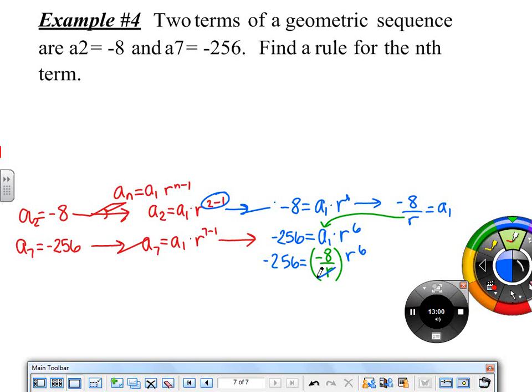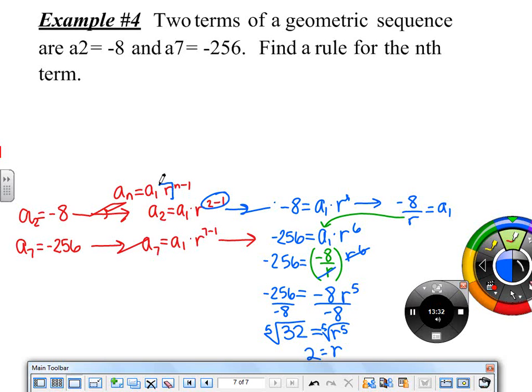So R and R to the 6th will cancel, leaving R to the 5th power. Then I'm going to divide both sides by negative 8. So I'm going to have R to the 5th power equals 32. Then I'm going to take the 5th root of each side. I don't need to include plus or minus because this is an odd indexed radical to get that R is equal to 2. Okay. So now I know that my ratio is equal to 2.